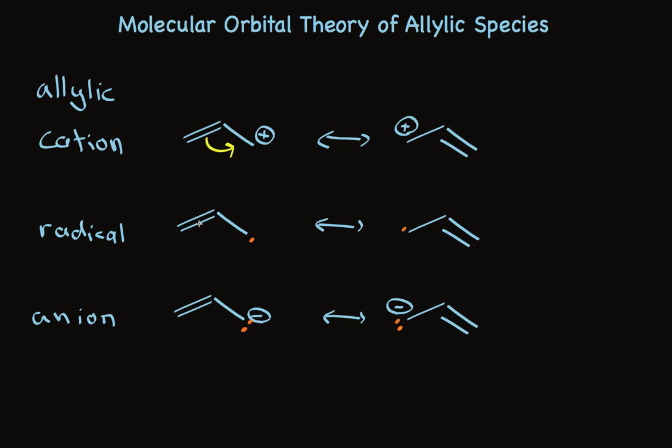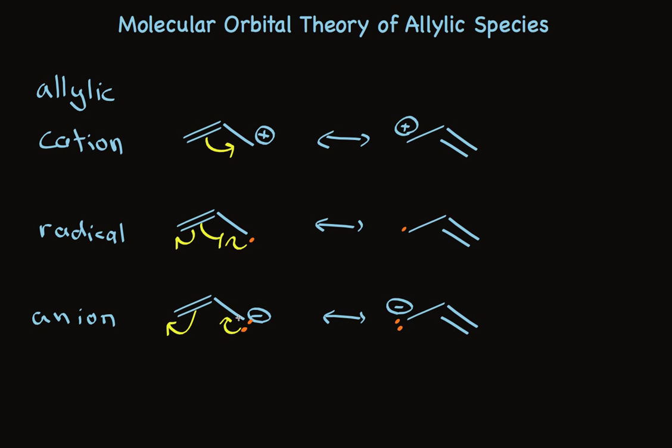In the radical case, we picture 1 electron moving in this direction to share with this electron. And this other electron of the pi system is left on this end carbon. And in the anion, we picture the electrons going the other way. This pair of electrons now becomes shared, and this pair of pi electrons is now on the end carbon.